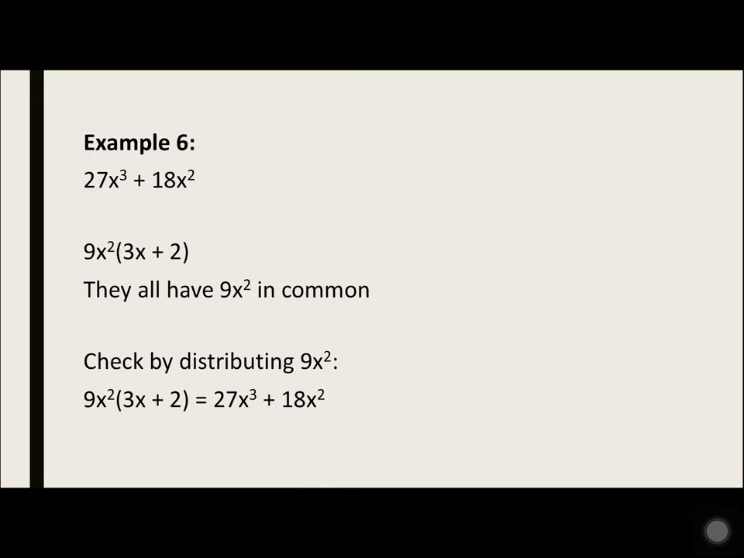Example 6. 27x cubed plus 18x squared. They all have a 9x squared. Put it in front. Put in parentheses what would multiply to equal the problem. 9x squared times 3x is 27x cubed. 9x squared times 2 is 18x squared.